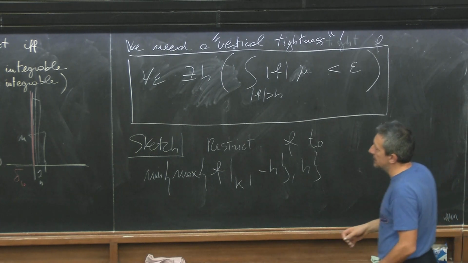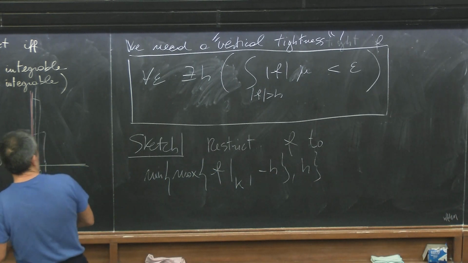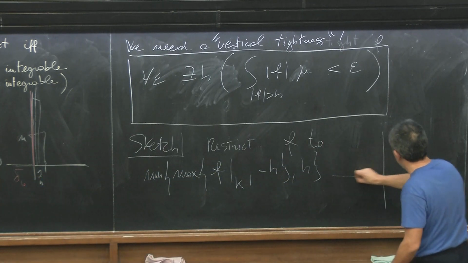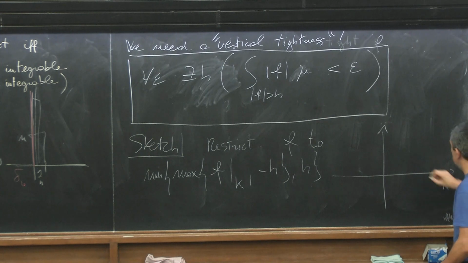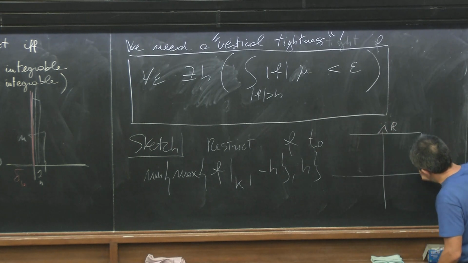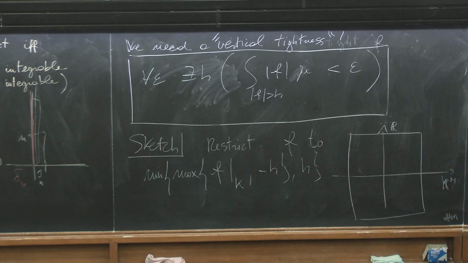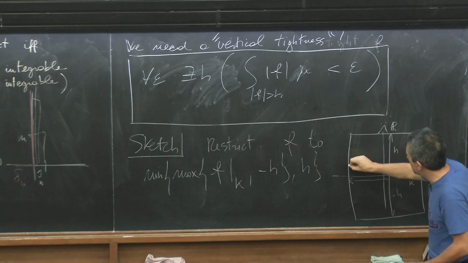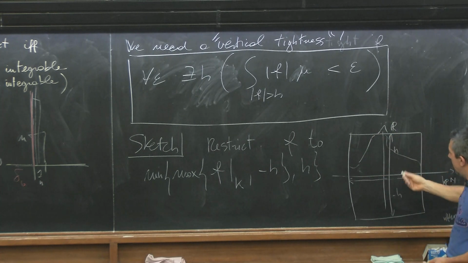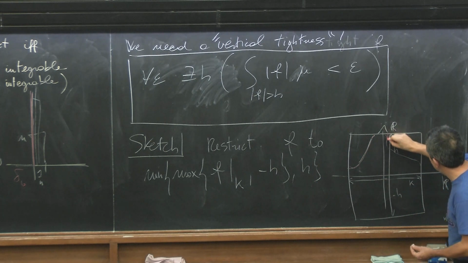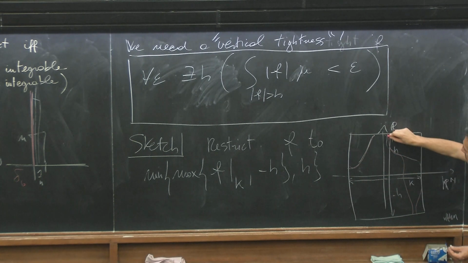So what I'm doing here is that I cut this box, and here is the K, and here is the h. And I just consider the functions f which are inside a compact set, and the graph is cut in this way. Now you see that the argument would be the same, no?